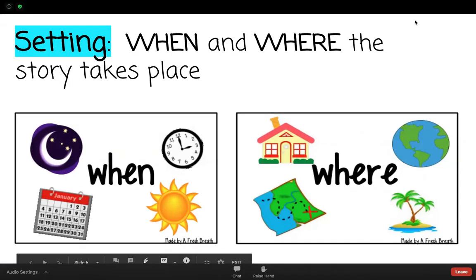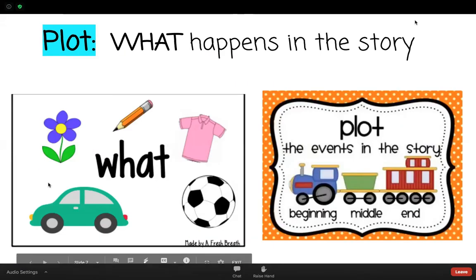Another really important part of the story is the plot. We're going to be focusing a little bit more on this today because we need to look at the events in a story: what happens at the beginning, the middle, and the end. So when we're looking at the sequence or the order of events, that's something we really want to pay attention to. What is happening in the story? What's going on? What's the character doing? What are they doing in their setting? So that's super important. All right.